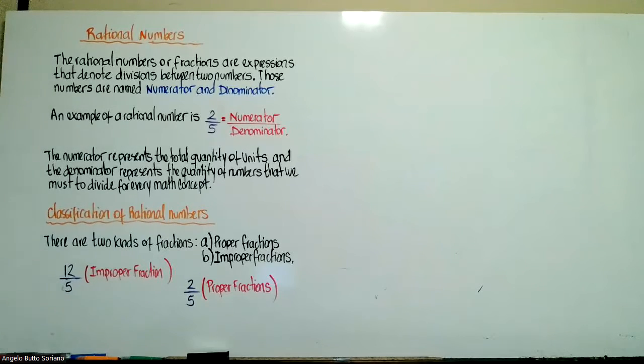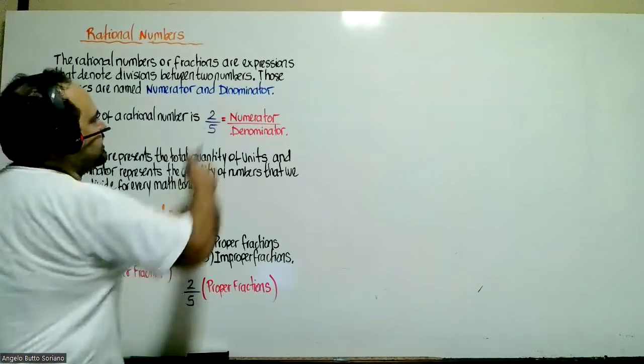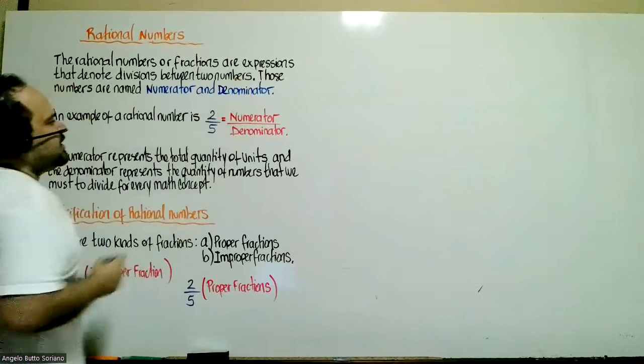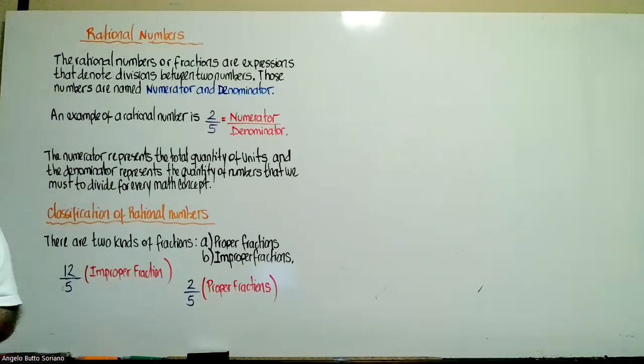Well, actually, in real life situations, we can use fractions like expressions to summarize a ratio or division between two quantities. As you can read on this whiteboard, the rational numbers or fractions are expressions that denote division between two numbers. Those numbers are named numerator and denominator.